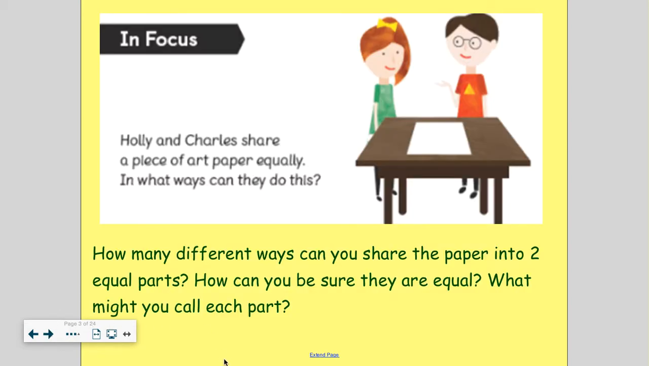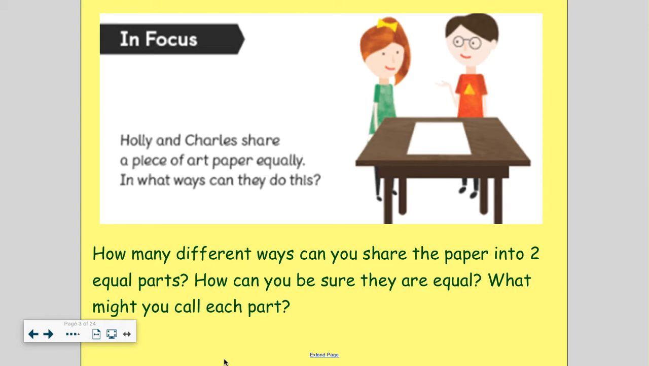So Holly and Charles both have a square piece of art paper. They would like to share this piece of art paper equally between the two of them. So at home, what we'd like you to do using square pieces of paper is to show all of the ways Charles and Holly could have shared their piece of art paper.